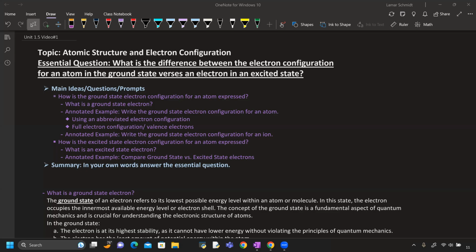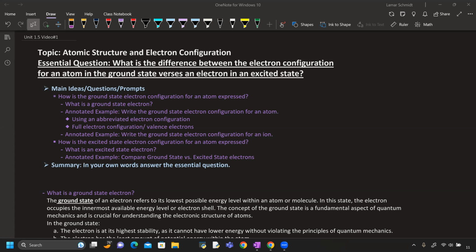Welcome to AP Unit 1.5, video number 1. Our topic is atomic structure and electron configuration. And in this video, we're going to answer the essential question: what is the difference between the electron configuration for an atom in the ground state versus an electron in an excited state?